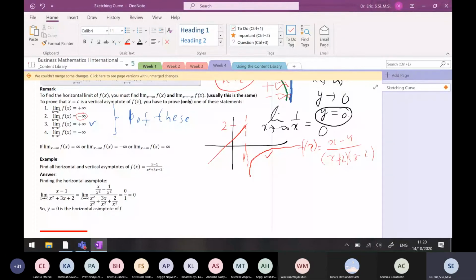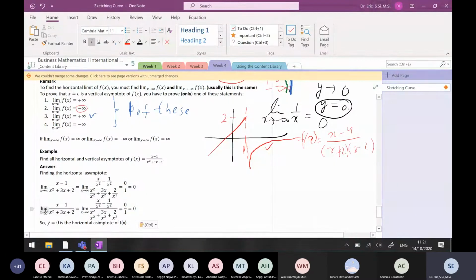the height y equals 0 is the horizontal asymptote of f(x). Don't forget, you have to find both of these. You have to find when x goes to minus infinity, and you can just change this, and it will give you the same result. So y equals 0 is the horizontal asymptote of f(x).